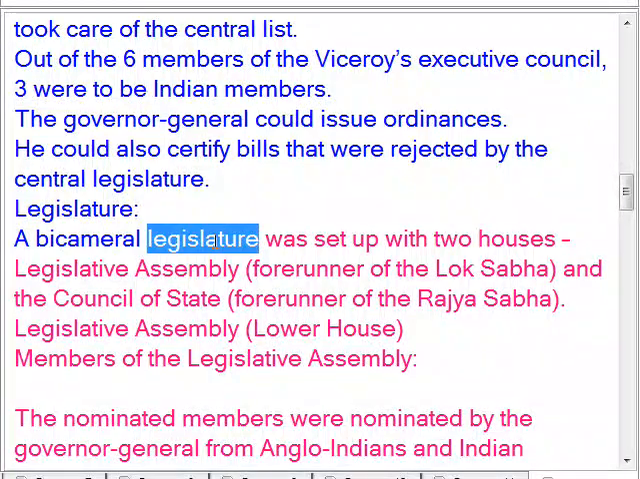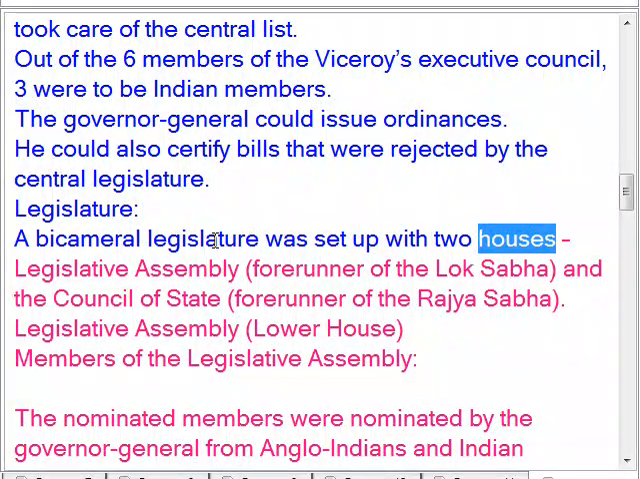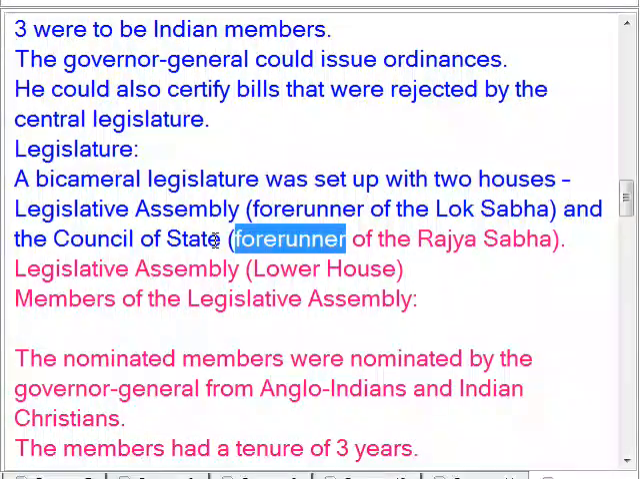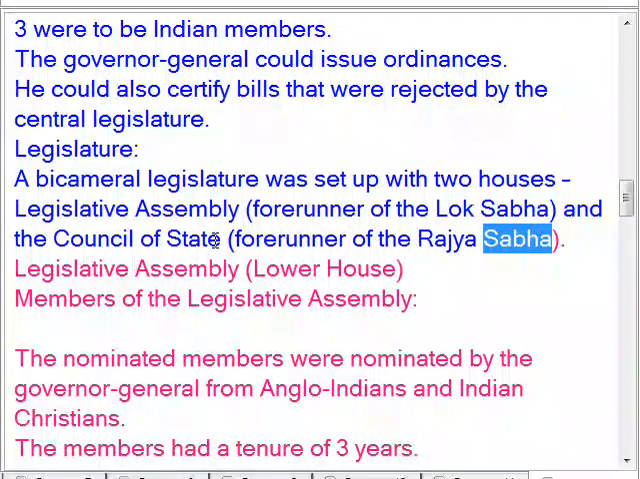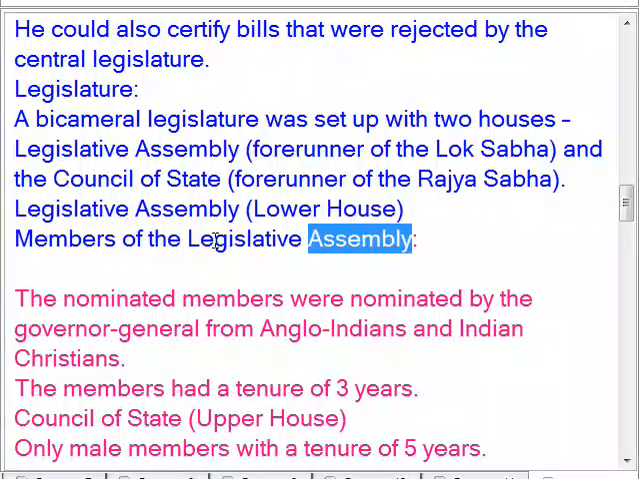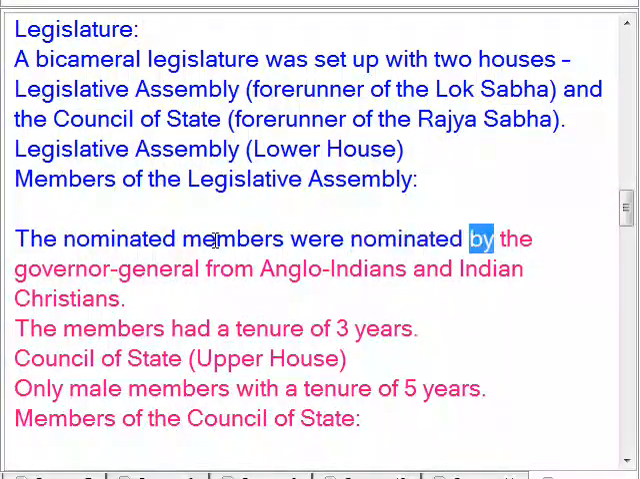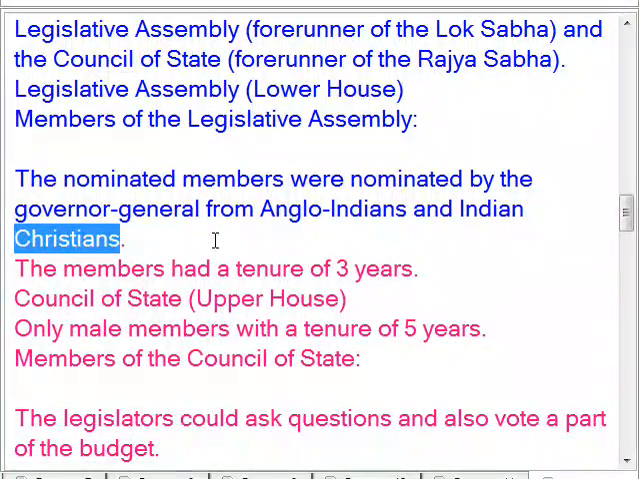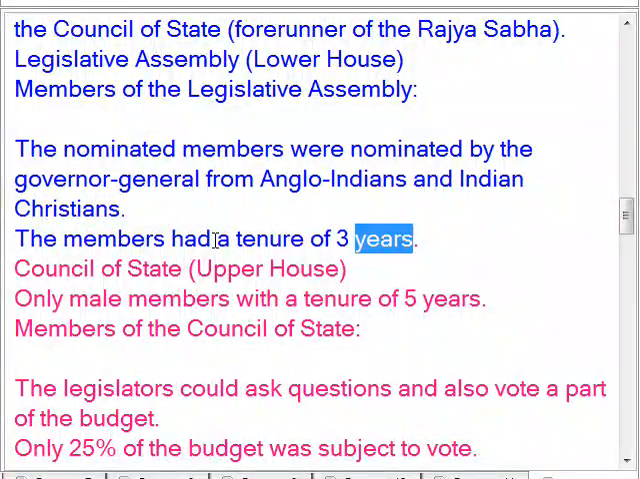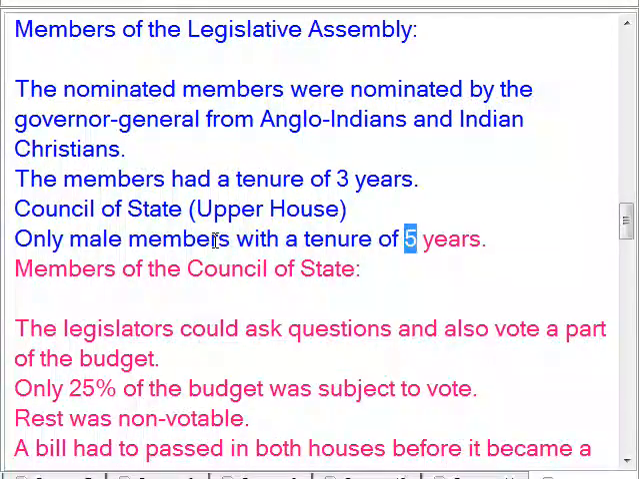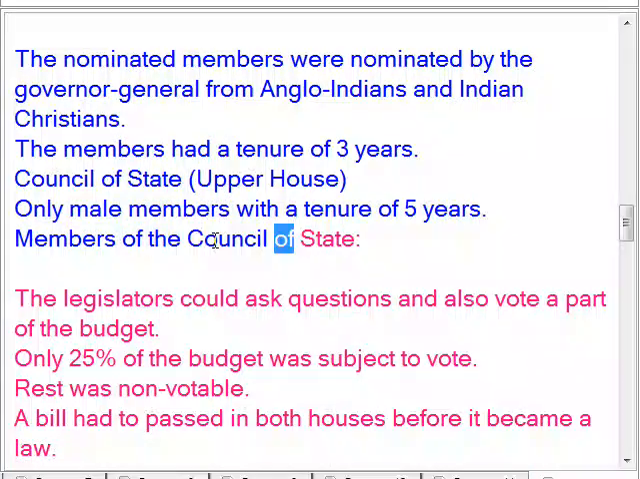A bicameral legislature was set up with 2 houses, Legislative Assembly, forerunner of the Lok Sabha, and the Council of State, forerunner of the Rajya Sabha. Legislative Assembly, the lower house: the nominated members were nominated by the Governor-General from Anglo-Indians and Indian Christians. The members had a tenure of 3 years. Council of State, the upper house: only male members with a tenure of 5 years.